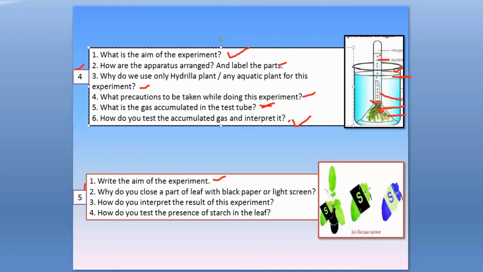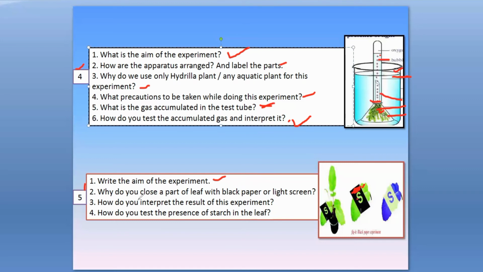So the main aim of this experiment is to prove that light is essential for photosynthesis. So we have to cover the leaf with black paper. Why? Because the part covered by black paper does not receive sunlight, whereas the cut design, the spot inside, receives the sunlight.